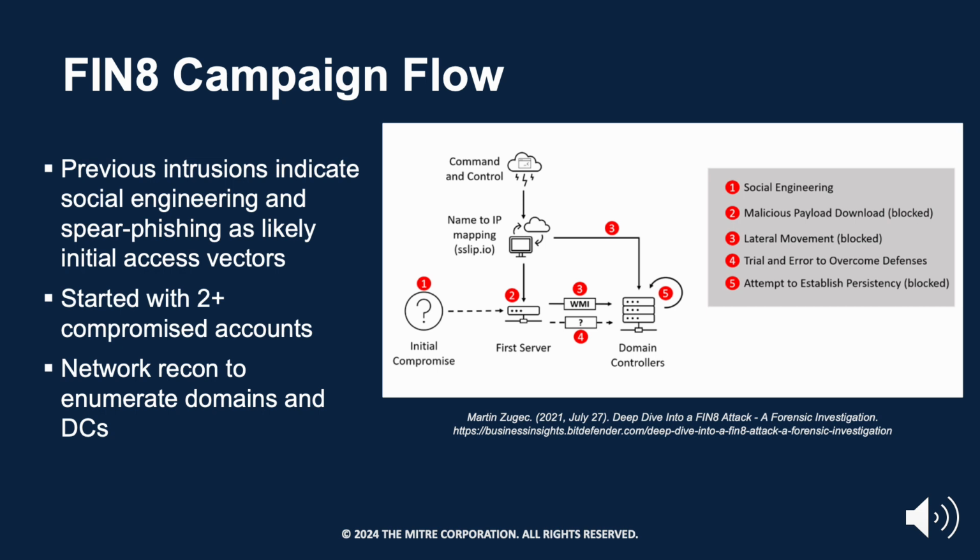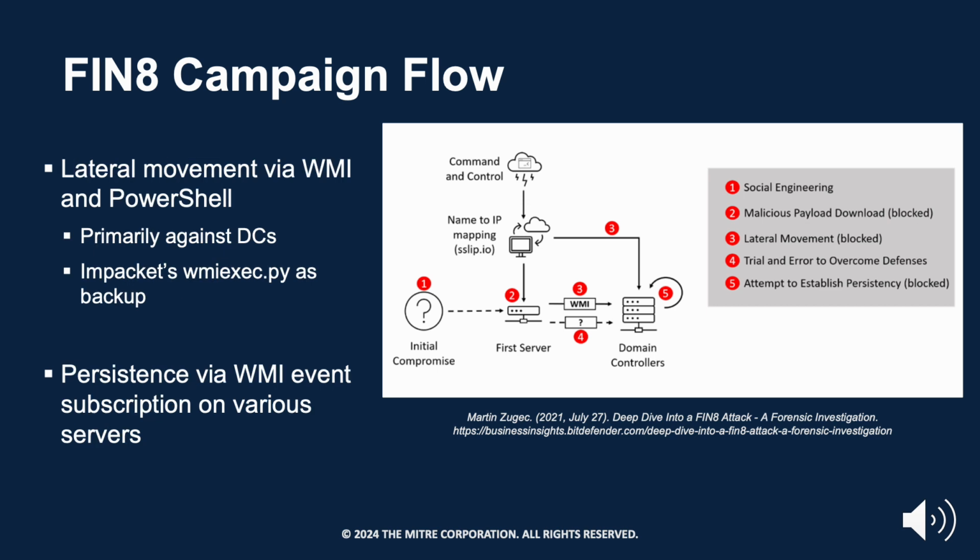Based on the diagram and associated information, we learned that the threat group likely performed initial access via social engineering and spear phishing, allowing them to obtain compromised accounts. FIN8 then moved on to enumerate the environment, looking for domain controllers for lateral movement. To achieve lateral movement, FIN8 used a combination of WMI and PowerShell, with Impacket's wmiexec Python script as a backup. Afterwards, WMI is used again for persistence, this time via WMI event subscription on various servers.